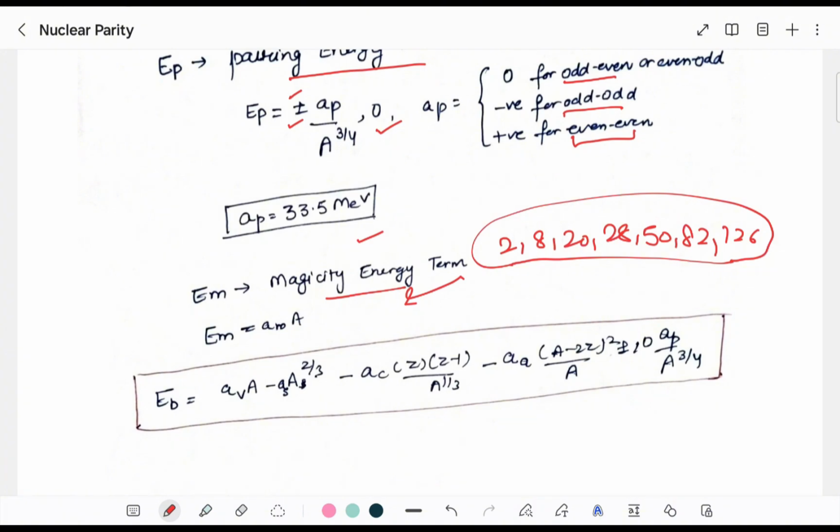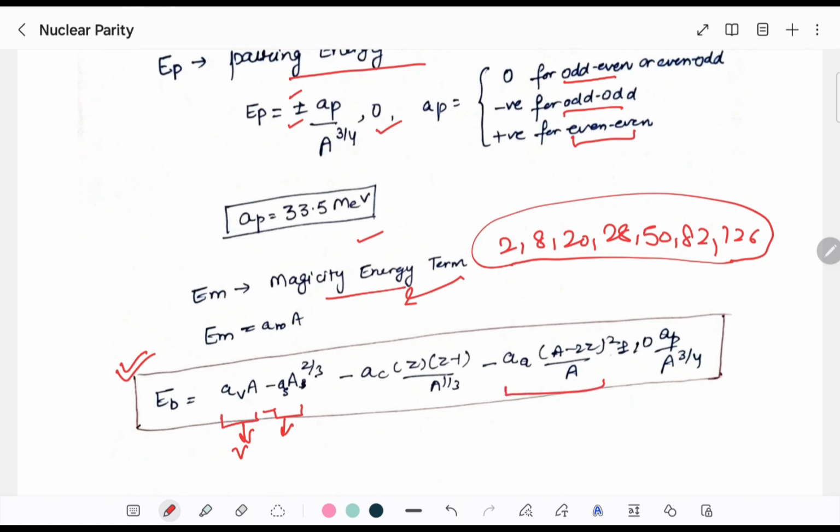So we can combine all the energy terms and write it in this expression, and we must keep in mind that the binding energy term is equal to AB into A, which is contributing to the volume energy term, minus AS into A raised to power 2 by 3. It is contributing to the surface energy term. Next is the Coulomb energy term, which is contributing to minus AC into Z(Z minus 1) upon A raised to power 1 by 3.